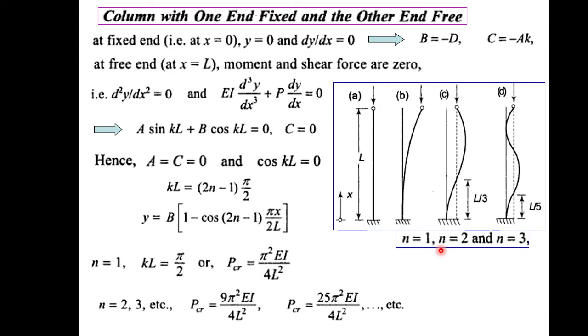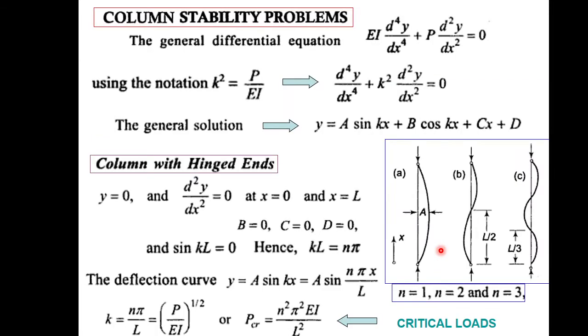In addition, you see the solution of this problem doesn't have a unique value. What is the critical load here? The n in this particular solution can take integer values like 1, 2, 3, etc. These are the corresponding deflection shapes. That means it is a plot of y for different values of this n.